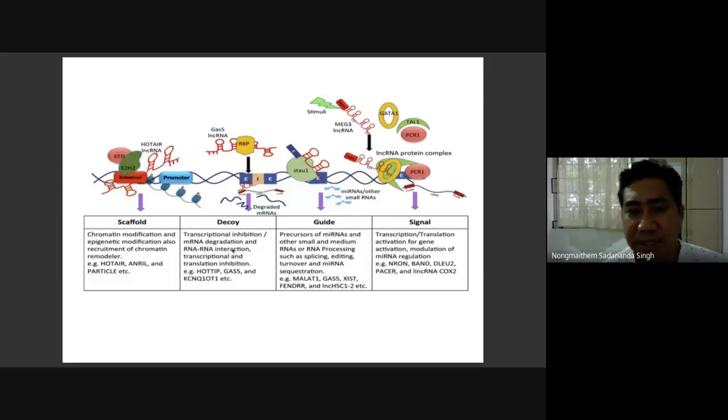Another thing is that long non-coding RNAs serve as a precursor for many of the smaller non-coding RNAs. For example, microRNAs are transcribed as a longer precursor that is processed, and it can give rise to microRNA after the processing.